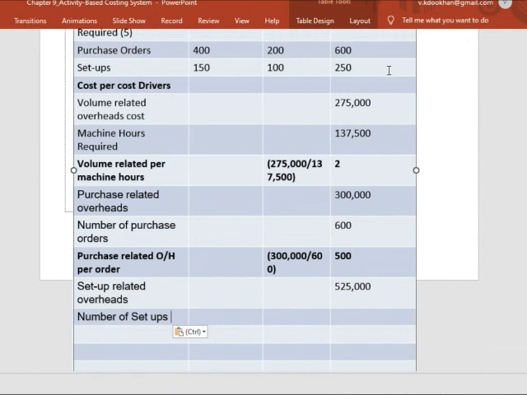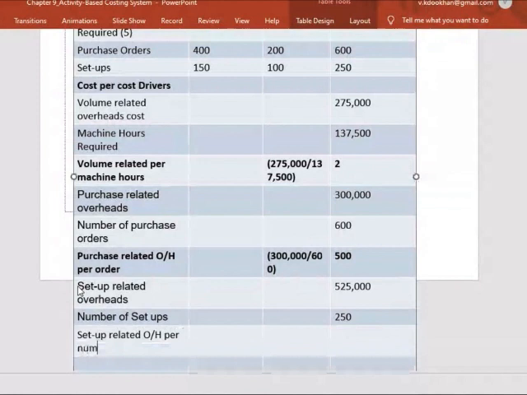The number of setups, we know it is 250. Remember our ruler. Okay. So it becomes setup related overhead per number of setups.